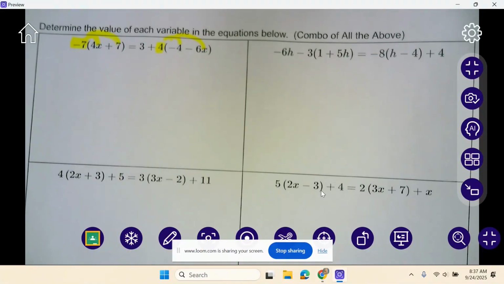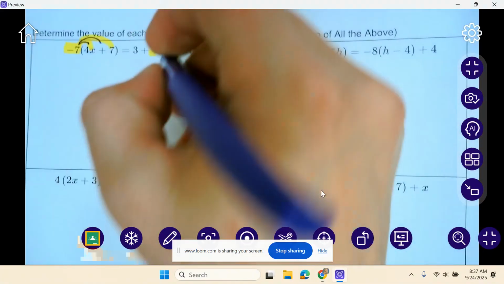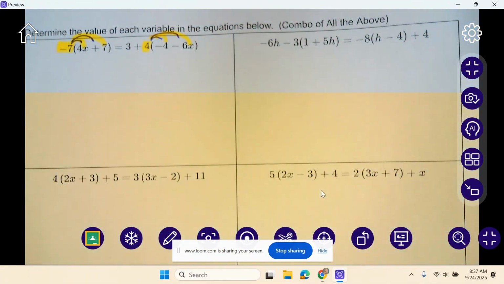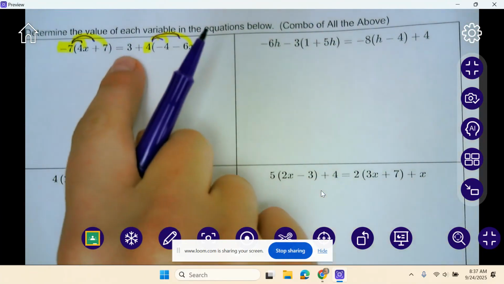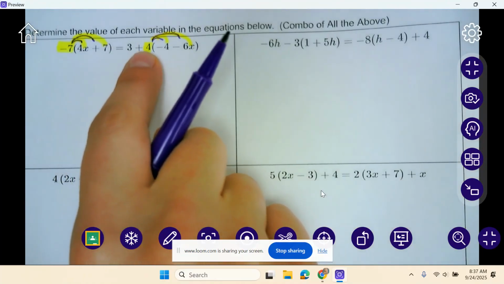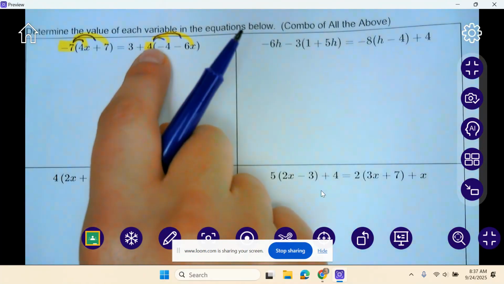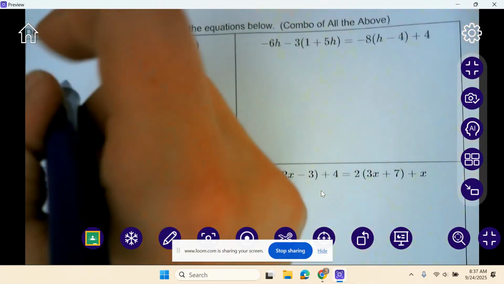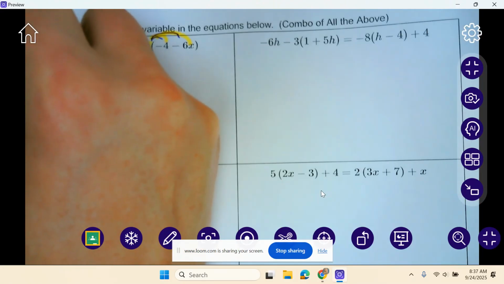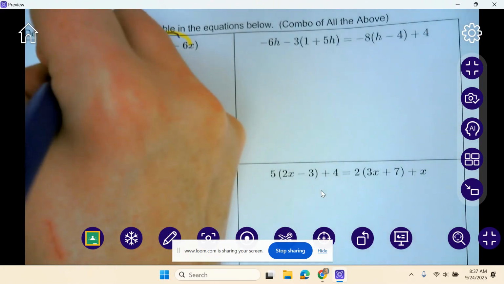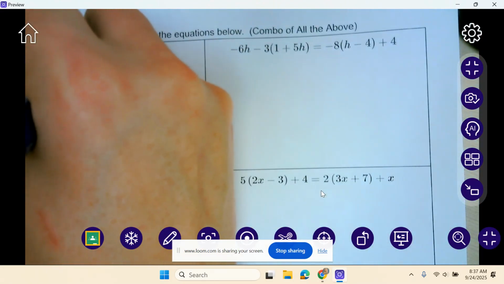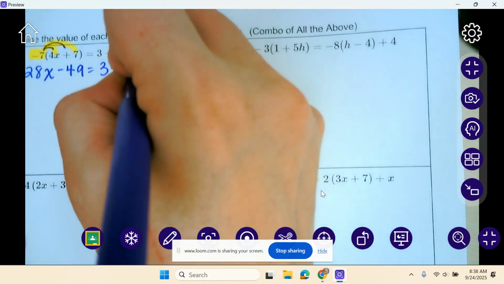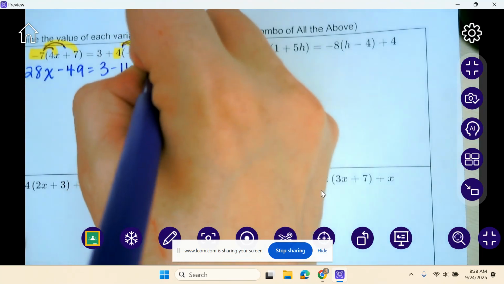So we're going to distribute the -7 and distribute that 4. So this plus 3 doesn't get affected at all, and you do not combine these first. That's another big mistake I see. We don't add first. We need to distribute first. So we take just the number in front of the parentheses and distribute. So you get -28x minus 49 equals 3 minus 16 minus 24x.